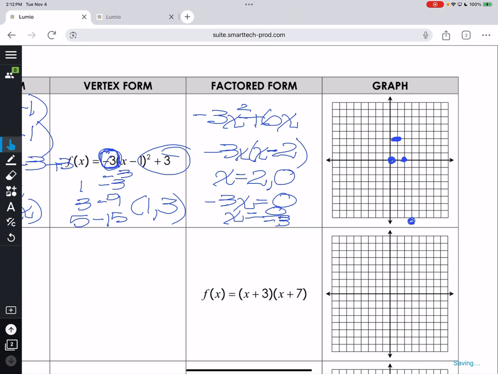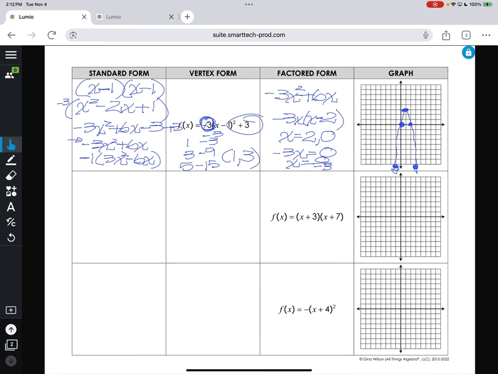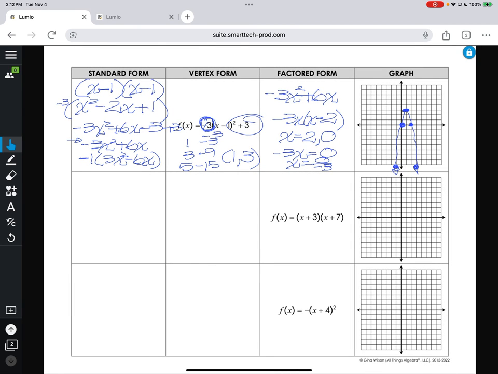Now, what did we say? It crosses at 2 and 0. And look at our graph. It crosses at 2 and 0. So there's our hint that we've done something right. Any of that that you're not sure about?